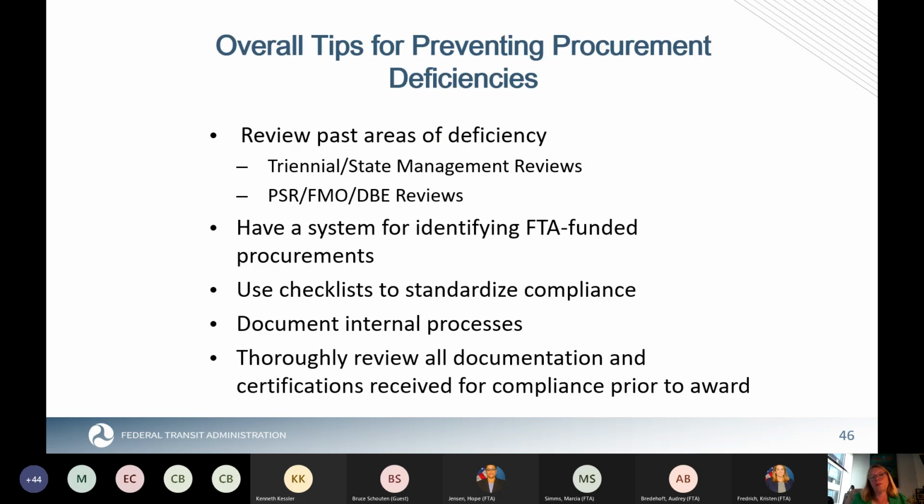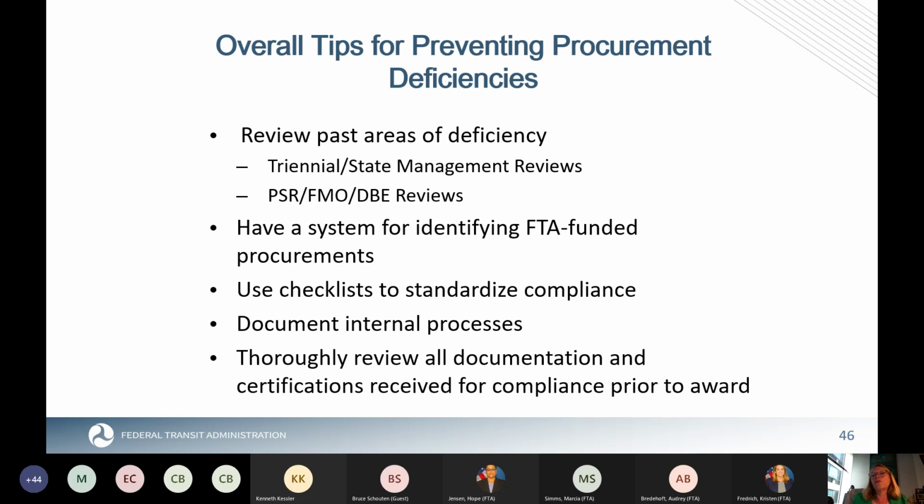Some overall tips for preventing procurement deficiencies. Review past areas of deficiencies, not just in your state or triennial review, but also if you've had a procurement system review. Fun fact, the financial management oversight review also does have a few questions related to procurement. And if your agency has had a disadvantaged business enterprise or DBE review, then they may also have had some deficiencies that are procurement related.